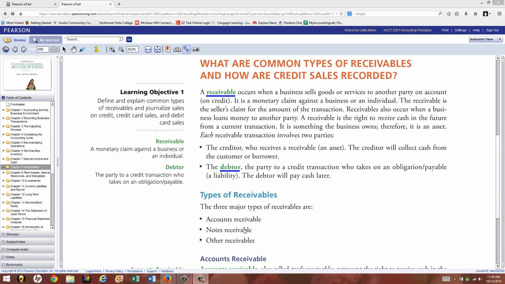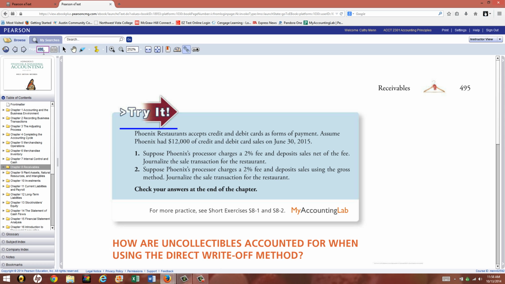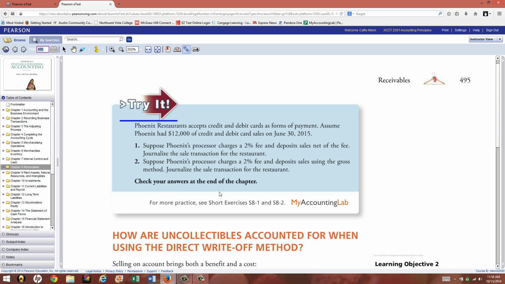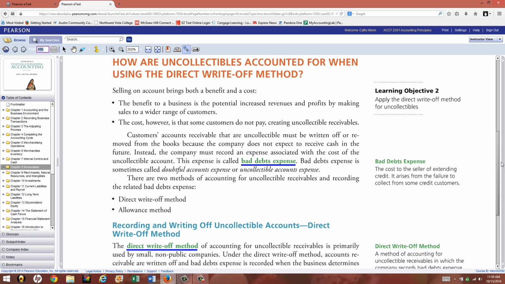Let's go over to page 495. I'm simply showing you on page 495 that there are two methods. It says, how are uncollectibles accounted for when using the direct method? Well, here's the deal. There are two methods for determining our uncollectibles. The first one is the direct write-off method. We are not going to use that method. In my book, I have a line drawn through from this part over to the next page on 496.